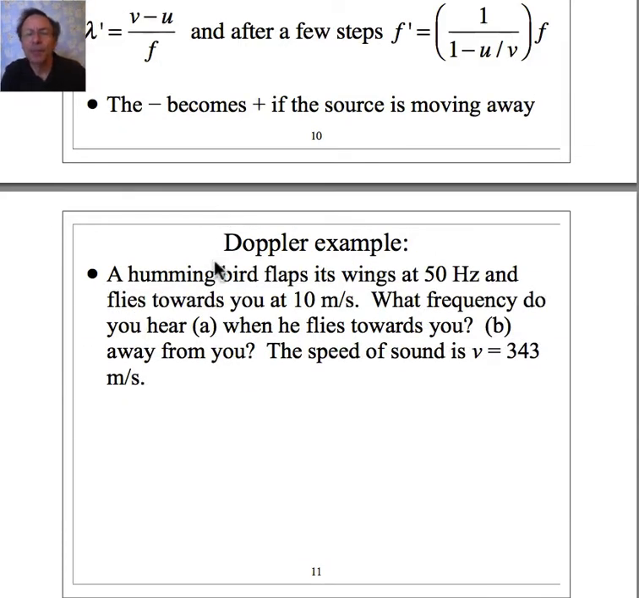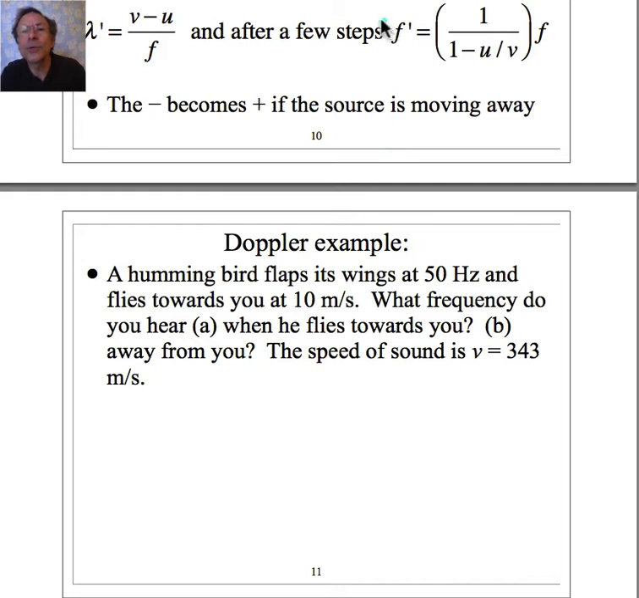Let's do an example. In my backyard, there's a hummingbird that likes to buzz right past me at high speed. When he flaps his wings, I can hear that humming sound at 50 hertz. That's when he's hovering. When he's coming towards me, I'm going to hear a higher pitch. And when he flies, he's fast. He's going 10 meters per second. So let's see what the frequency I'm going to hear is when he's coming towards me.